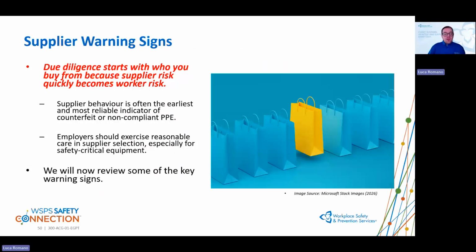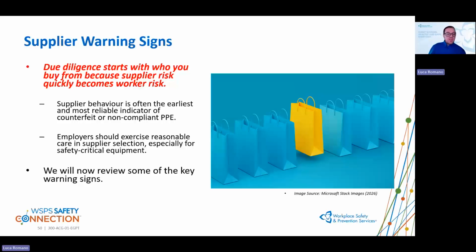To start off, we're going to look at supplier warning signs. If we think about it, due diligence starts when you're looking at who you're going to procure the personal protective equipment from. You'll quickly realize that supplier risk can become worker risk. Supplier behavior can be an early indicator of counterfeit or non-compliant PPE. And employers need to exercise reasonable care when looking at different suppliers, especially when potentially sourcing safety critical equipment.